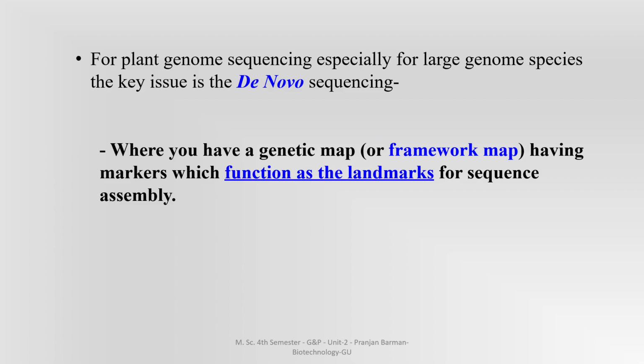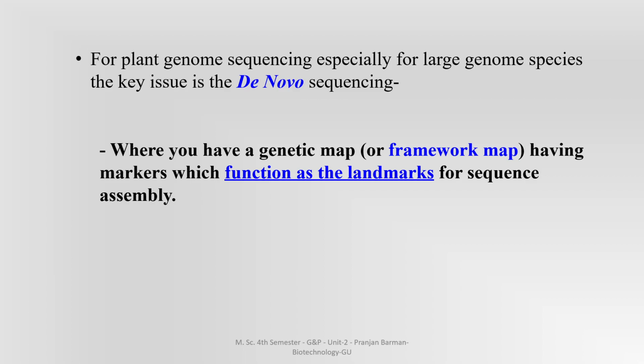So to sequence large genomes, the most important thing is de novo sequencing. De novo sequencing means that after having a genetic map, you get a framework map which is not complete. In patches of the genome, you get some sequences so that these sequences can be used as landmarks while assembly of next resequencing. So sequencing is done in 2 stages.